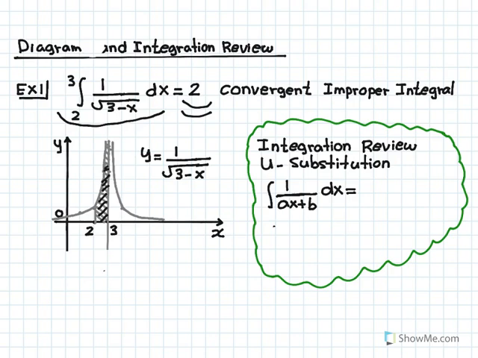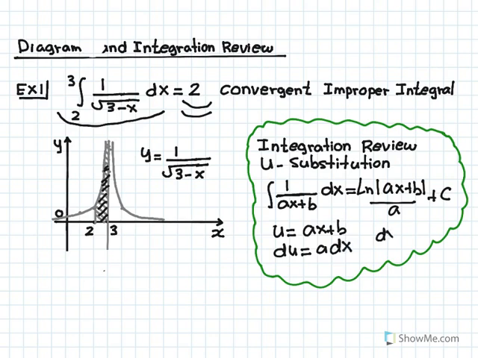Let's do a bit of integration review. The integral of 1 over ax plus b dx is going to be log of the absolute value of ax plus b, divided by a, plus c. We're doing u substitution. We're letting u be equal to ax plus b. Differentiating both sides, we get du is equal to a dx. If you solve for dx, you get du over a. The reason you divide by a here is because of this a here.